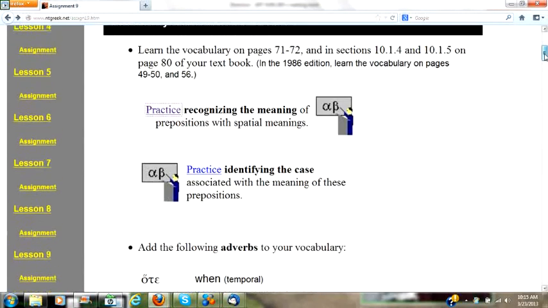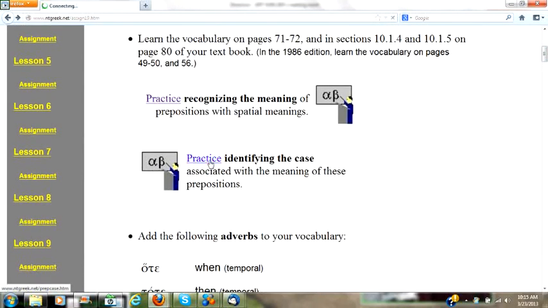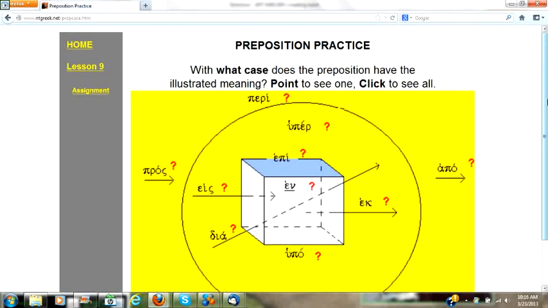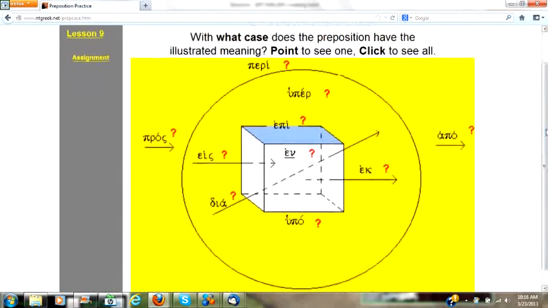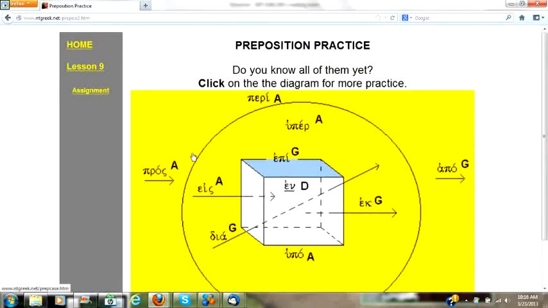We have another version of this diagram here. This time, what you do is you point to the question mark to see what case the preposition needs its object to be. So here, apa needs its object to be in the genitive case. Over here, pros needs its object to be in the accusative case. You can click on the diagram and you can see all of the prepositions and cases indicated.